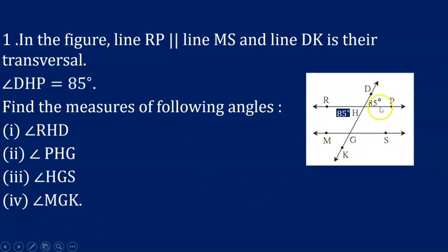Now first, as these two are vertically opposite angles, we can solve this example orally also. Next, angle DHP and angle HGS are corresponding angles, and hence their measures are also equal. Therefore, measure of angle HGS is equal to 85. Next, measure of angle HGS is equal to measure of angle MGK. These are vertically opposite angles, their measures are equal.